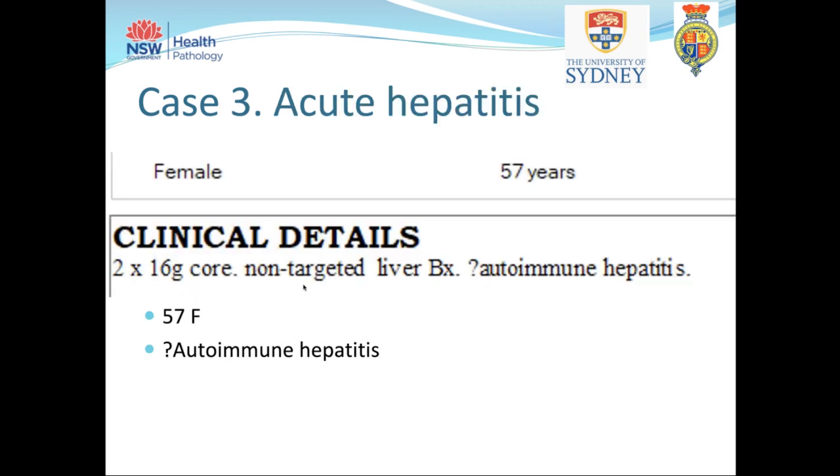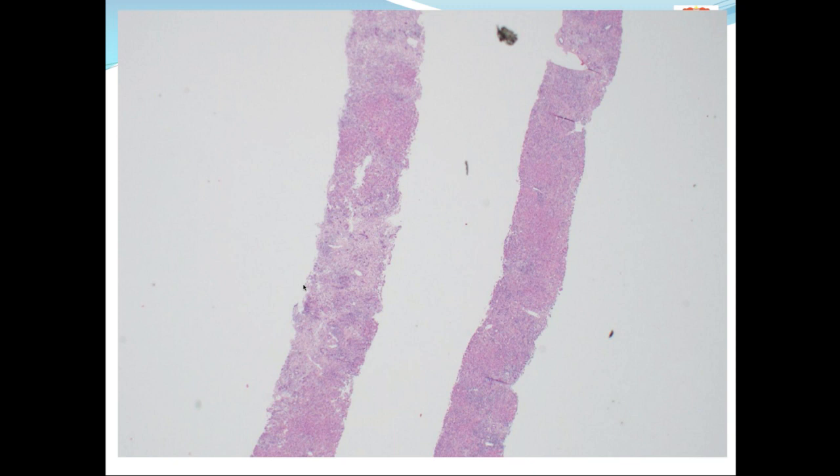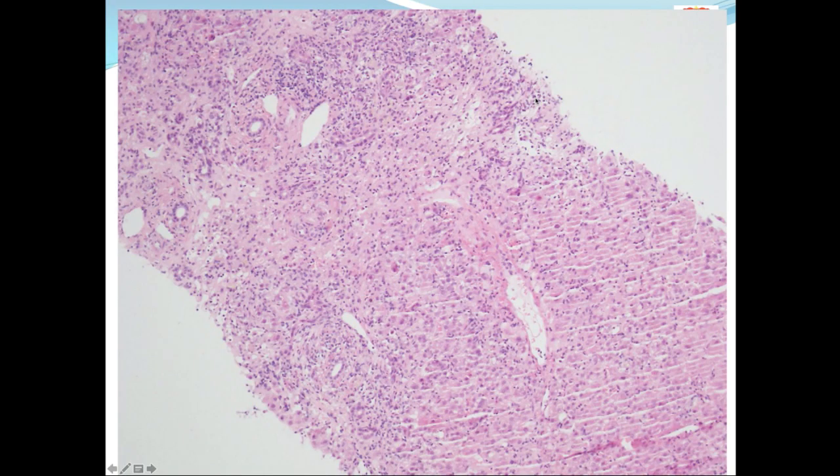This next case is an example of acute hepatitis. And again, this is a common scenario we get in our practice, which can be sometimes a bit difficult to sort out. So a 57-year-old woman, query autoimmune hepatitis. You can see at low power straight away that there is some quite obvious liver damage with areas of necrosis, as well as some portal-based inflammation, which I'll go to higher power shortly.